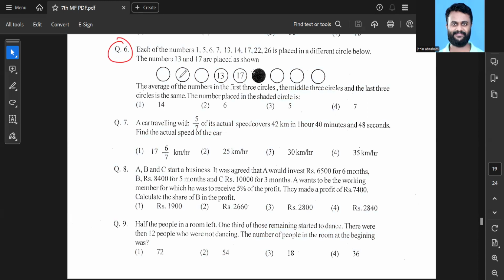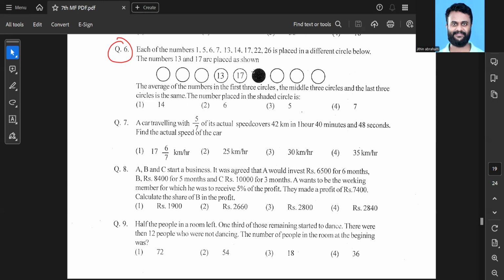Sixth question. Each of the numbers 1, 5, 6, 7, 13, 14, 17, 22, 26 is placed in different circles below. The numbers 13 and 17 are placed as shown. The average of the numbers in the first three circles, the middle three circles, and the last three circles are the same. The number placed in the shaded region will be how much?